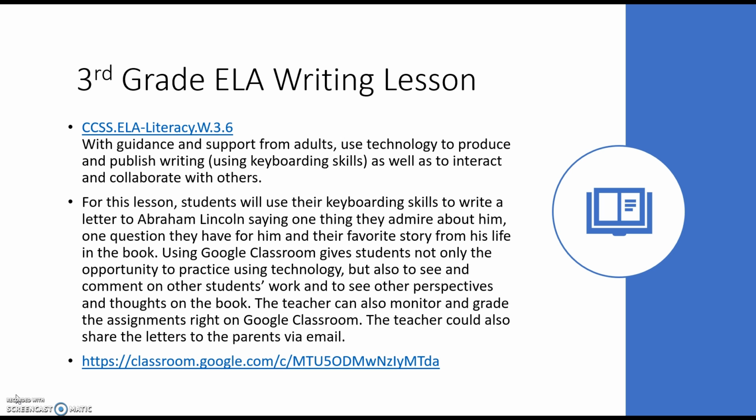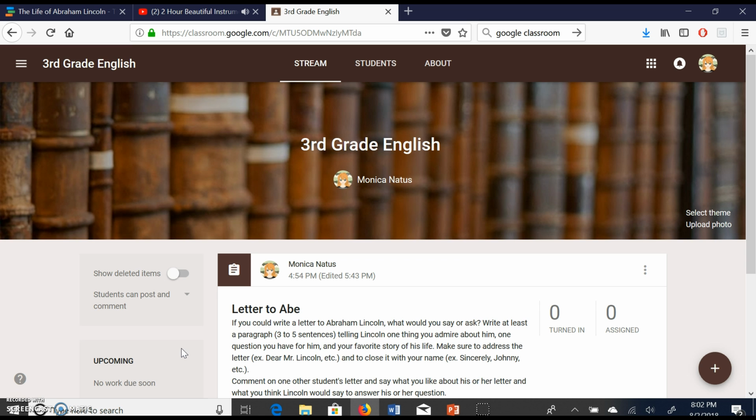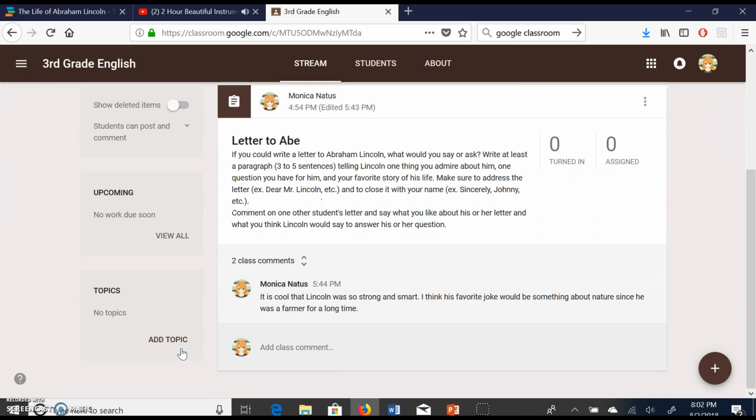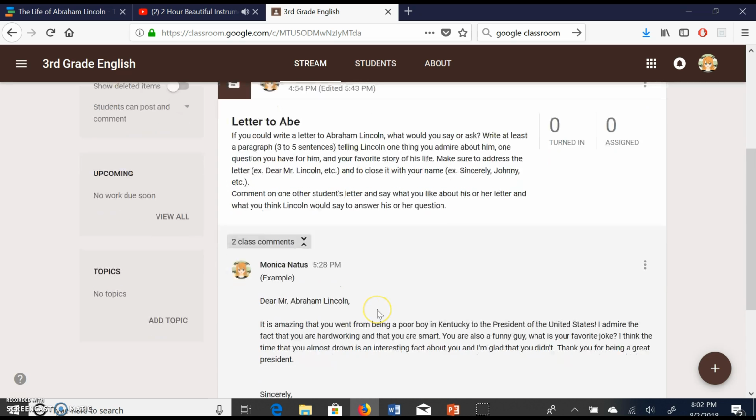For this 3rd grade writing lesson, students will use their keyboarding skills to write a letter to Abraham Lincoln, saying one thing they admire about him, one question they have for him, and their favorite story from his life in the book. Using Google Classroom gives students not only the opportunity to practice using technology, but also to see and comment on others' work and to see other perspectives, thoughts on the book. The teacher can also monitor and grade the assignments right on Google Classroom. The teacher could also share the letters to the parents via email. Here's a sample of the Google Classroom that I created for this lesson.